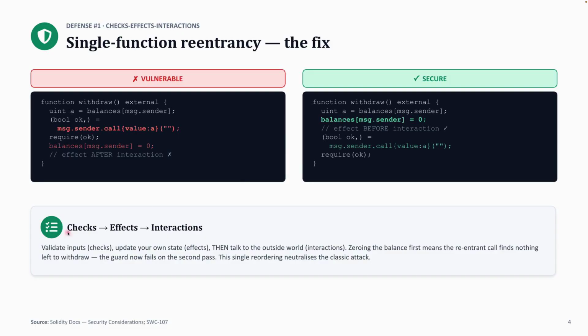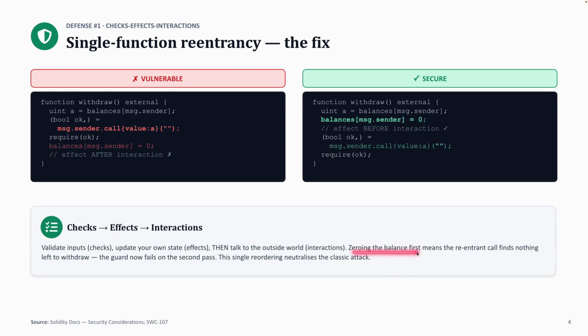So this is known as checks, effects, interactions. Effects are nothing but state updates, and interactions is calling external contracts. In checks, we validate the input. Under effects, update our own state, then talk to the outside world or the other contracts.